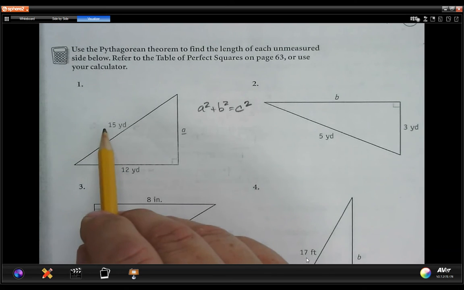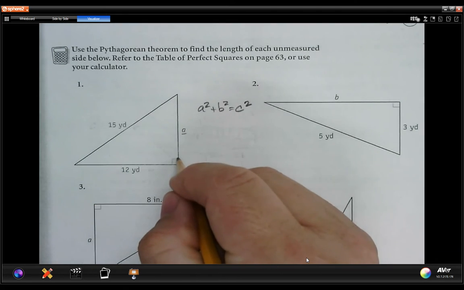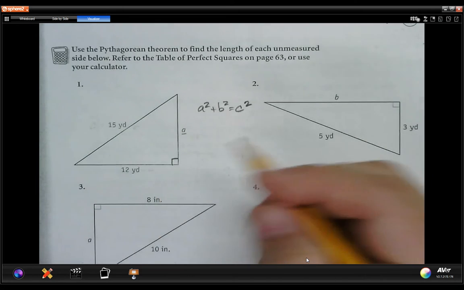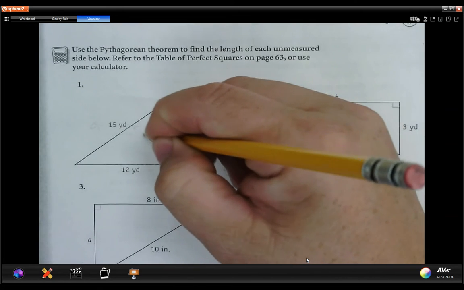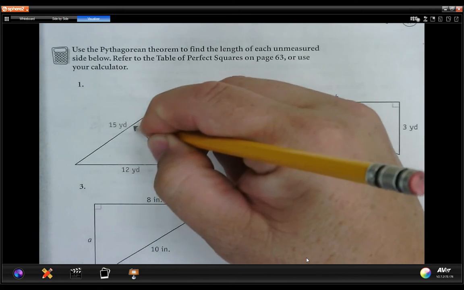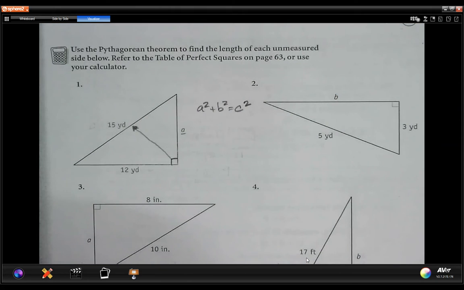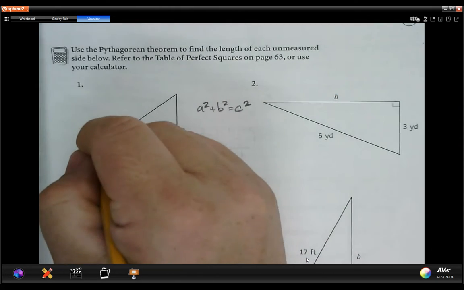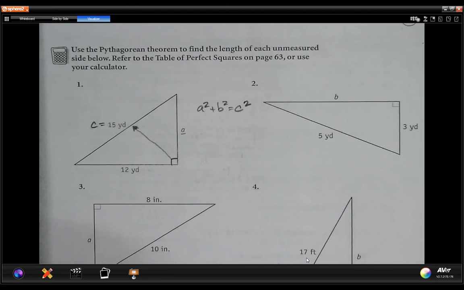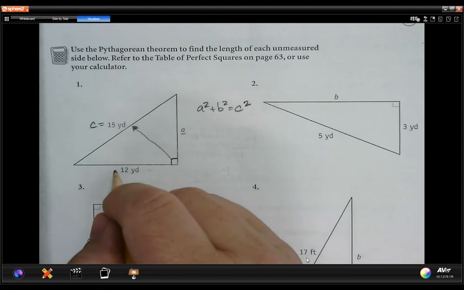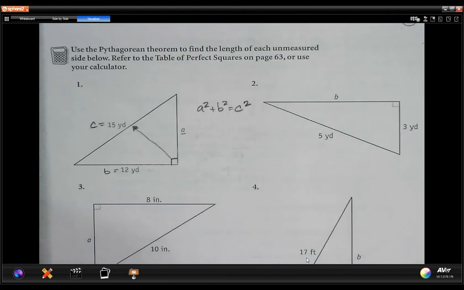But which one is this? Well, in order to figure out the hypotenuse, remember, here's my right angle. I'm always going to look at the side that's opposite my right angle, and that's going to be my hypotenuse. And what letter does the hypotenuse have? It has to have C. It is very important that it be C. Okay, so that means that this one is actually B.